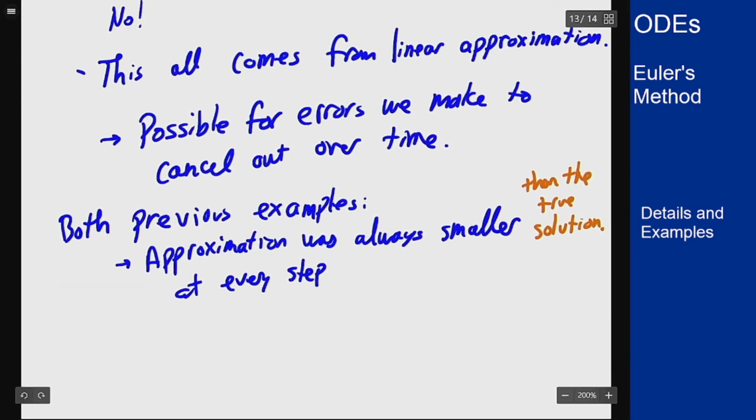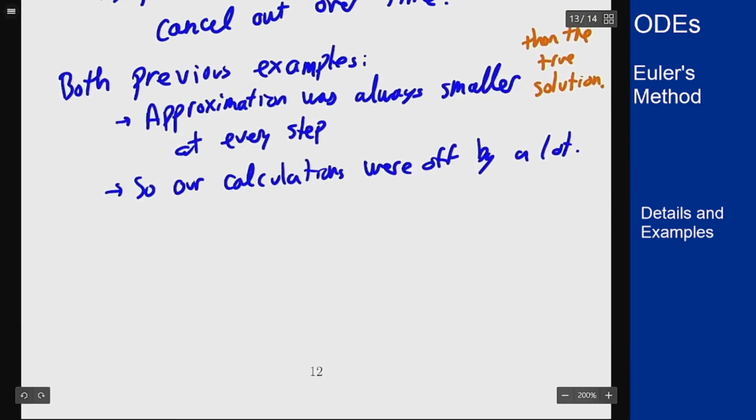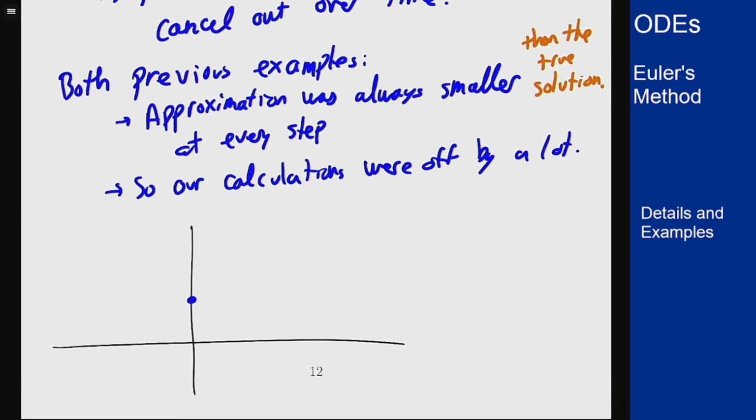If you don't have that, then things could cancel out and you could end up close to the solution over time, even if you start farther away. Another way to think about this is that when you make this error, you're jumping onto a nearby solution curve for a different initial condition. So if you draw a little picture with this, for the first example, we started at y of 0 equals 1. So we started here, and we took our first step, and we ended up, say, here.